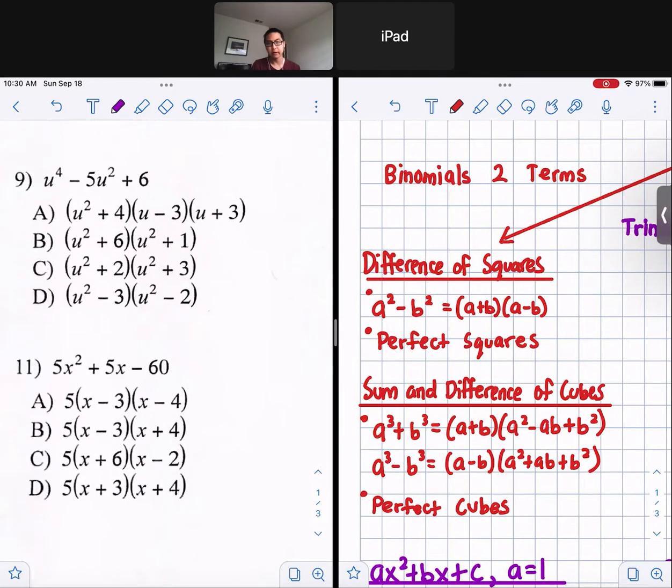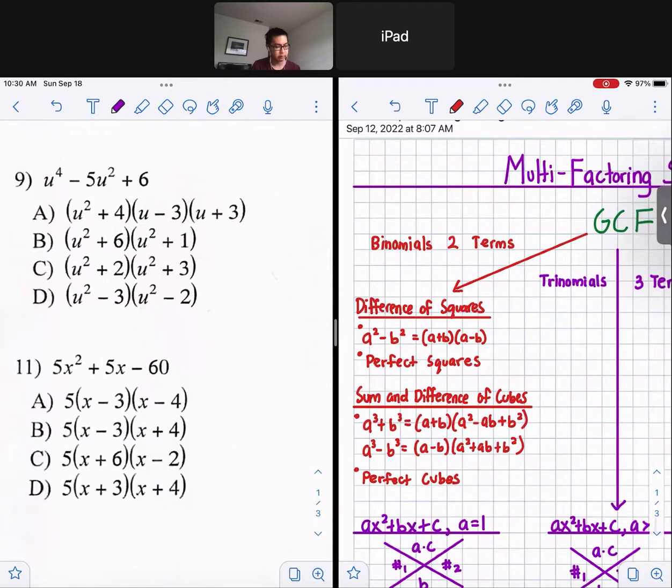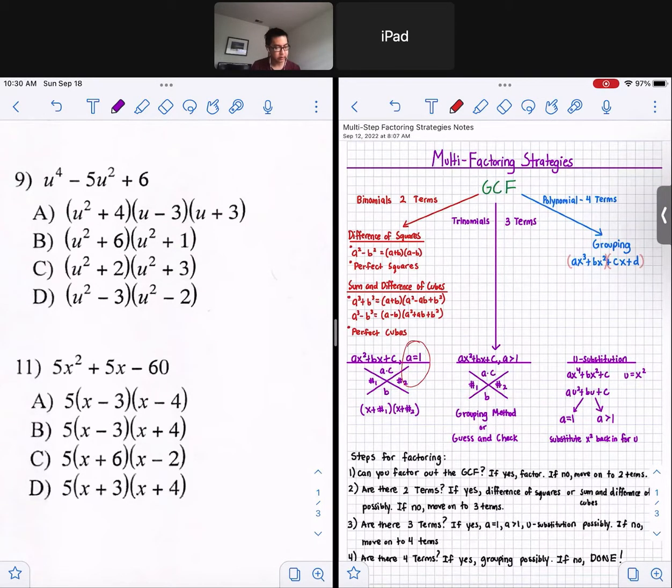So nothing can factor out from each. So we got 3 terms. So is this a equals 1, a greater than 1, or a u sub? This is definitely a u sub because this degree is double of this one, and we need this for trinomials. We need to get this to be a degree of 2. So I know it's confusing because I set u to this at the beginning, so I apologize for that.